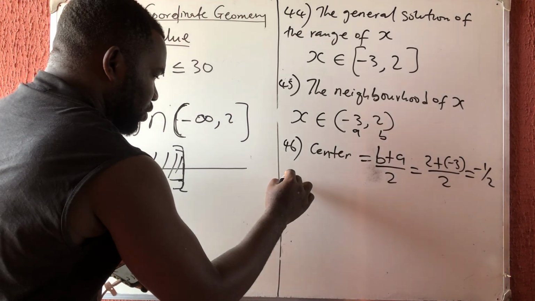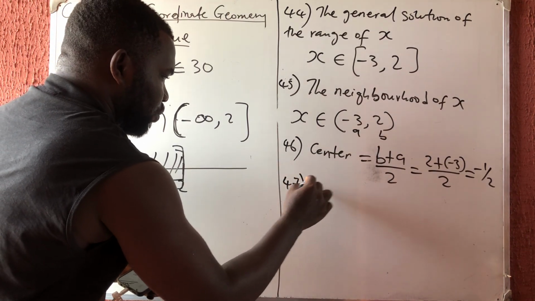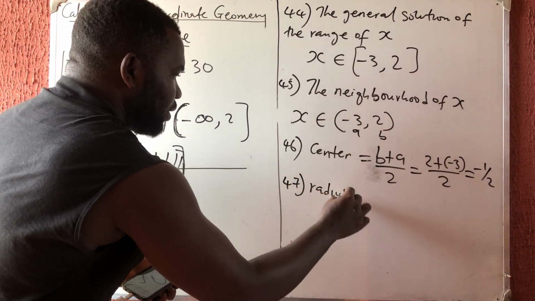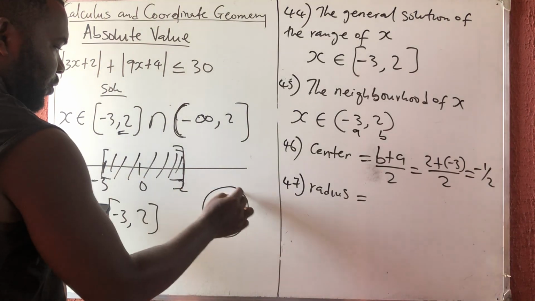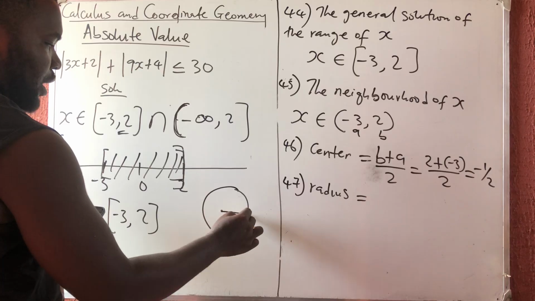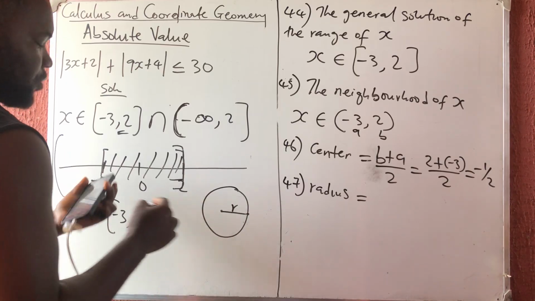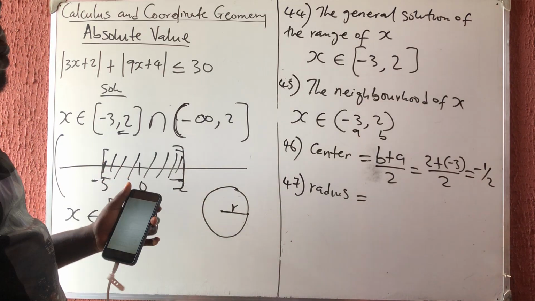Now the radius, which is 47, said we should find the radius. Radius simply means distance, if you remember. If this is a circle, the distance from the center to any part of the circumference is what we call radius. And for distance of something, you must always subtract.